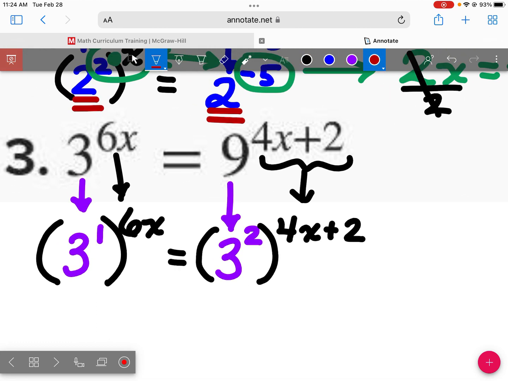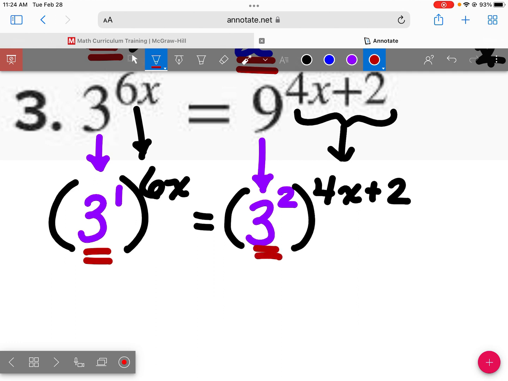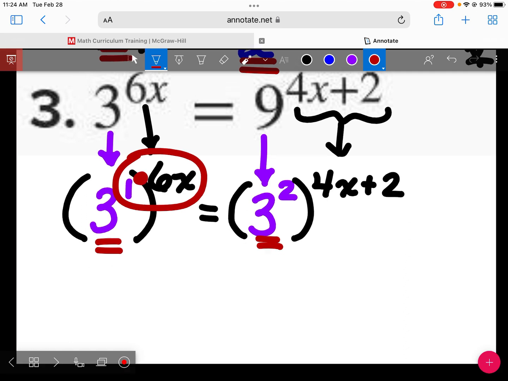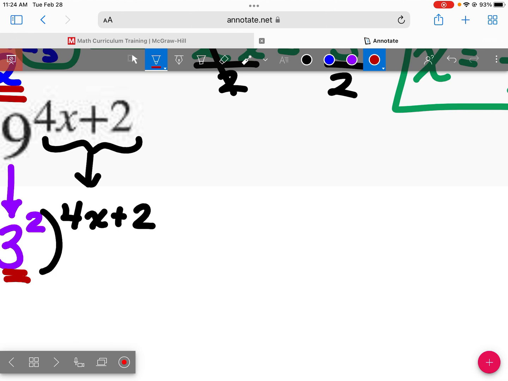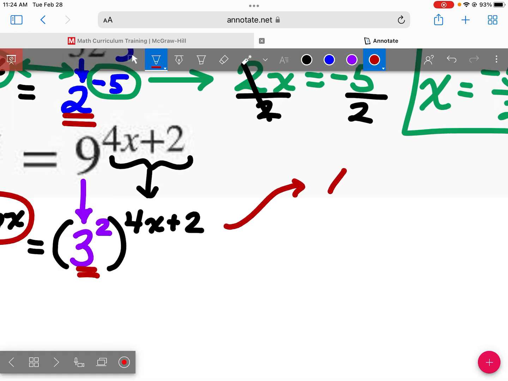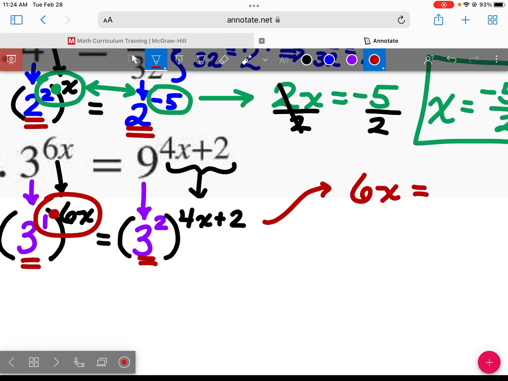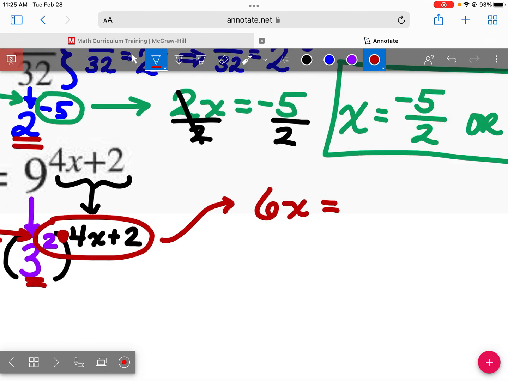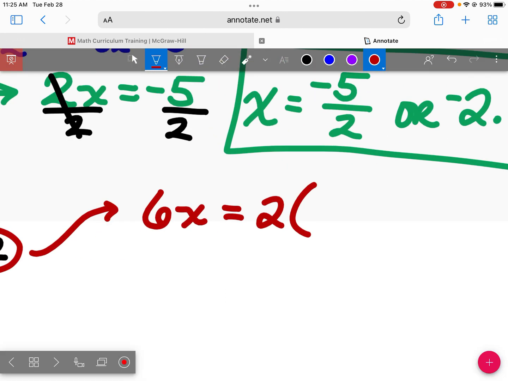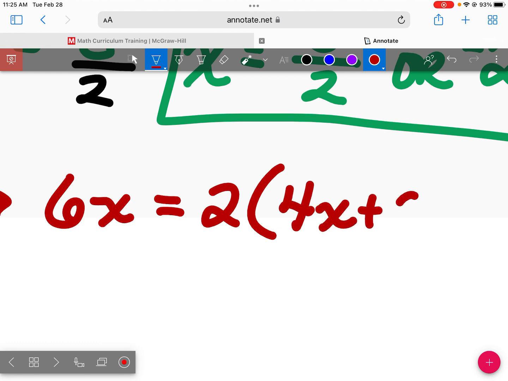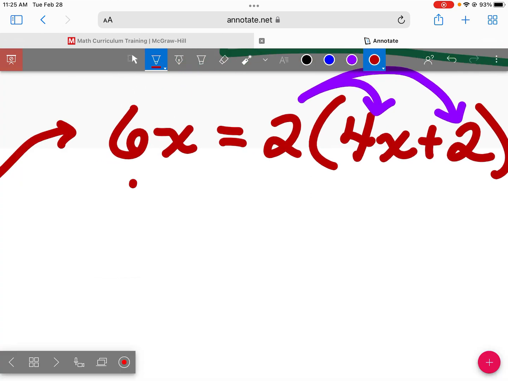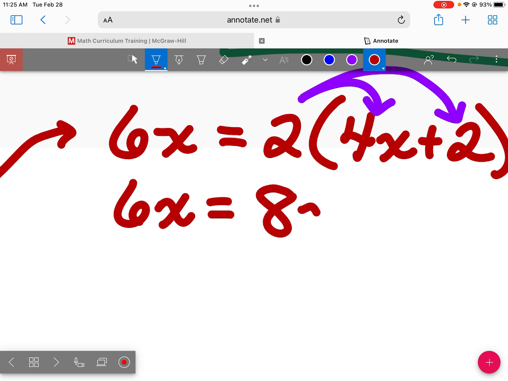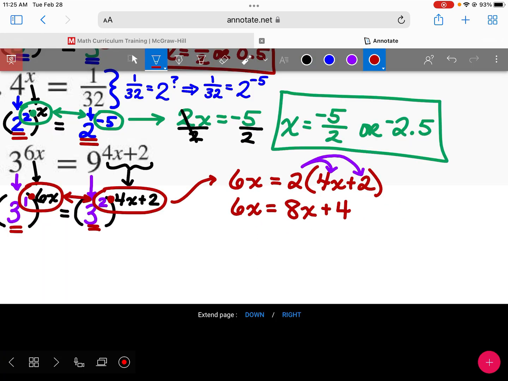What do I do with the exponents now that my bases match? Make them equal to each other. Here I'm multiplying 1 and 6x together. What is 1 times 6x? 6x equals, over here, I have 2 times everything on the outside. So I'm going to have to distribute that 2 to all the pieces on the outside. Distribute the 2 here. So I have 6x equals 8x plus 4.